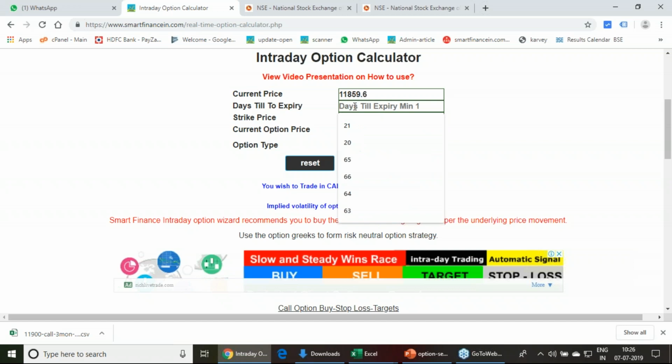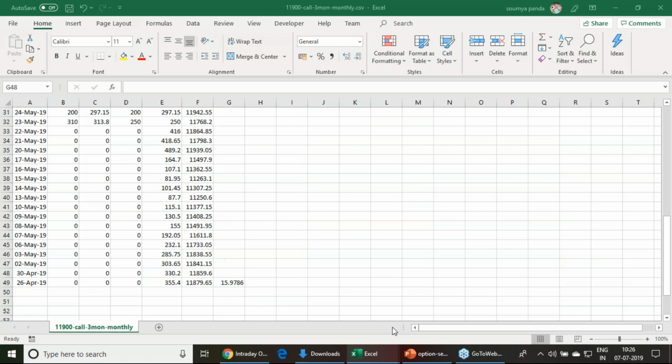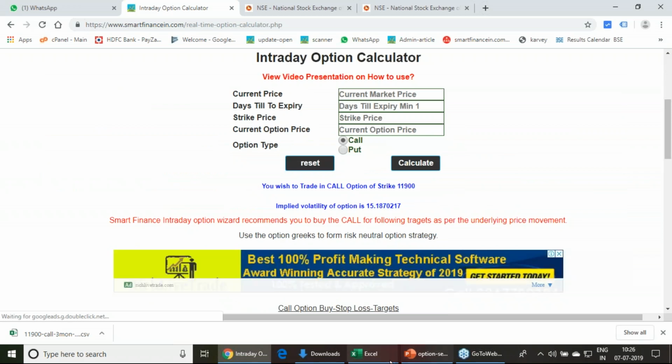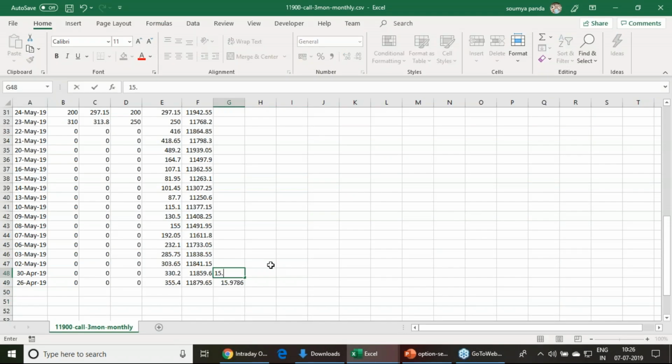11,859.6, and number of days you had 91 days. Now one day will reduce to 90. Strike will be 11,900, and you have to go for the current option price. What is the settlement? Because option is not trading, I only have the settlement: 330 rupees and 20 paisa. Call option, calculate. So here too you will get 15.1870.